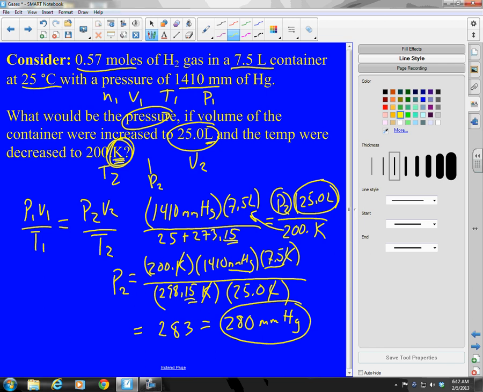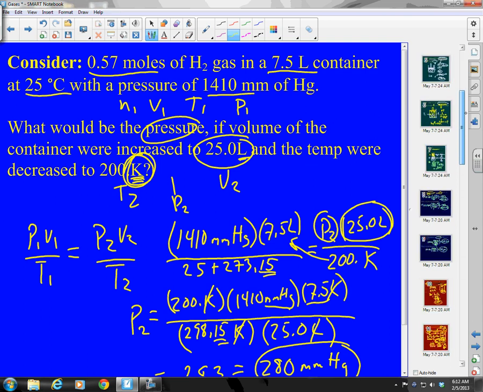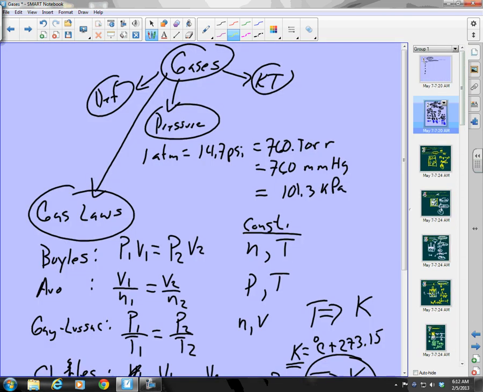1410 times 7.5 divided by 298.15 times 200 divided by 25, and I get 283. Good. So 280 millimeters of mercury. Yahoo! All right, these are not hard. We just have to maybe memorize a few of these. But hey, let's go back and look at this just for a second. Is there any way, any hints in memorizing these?